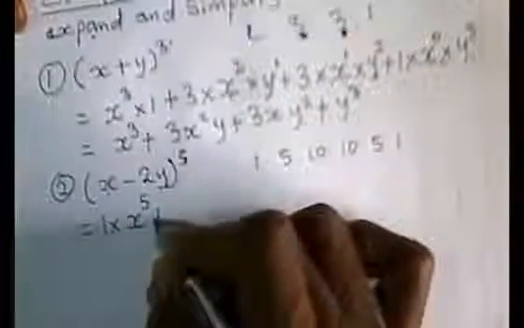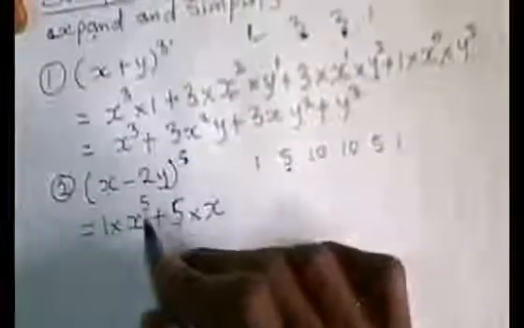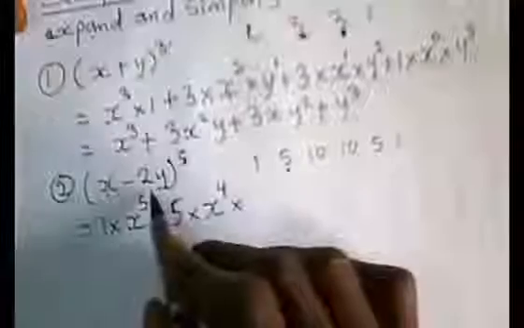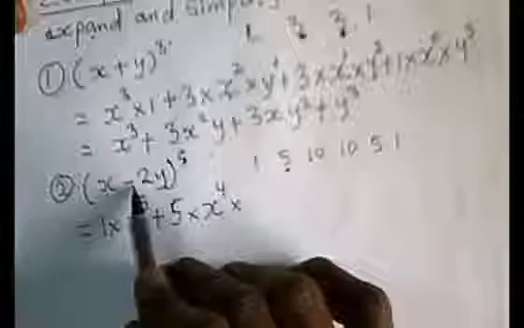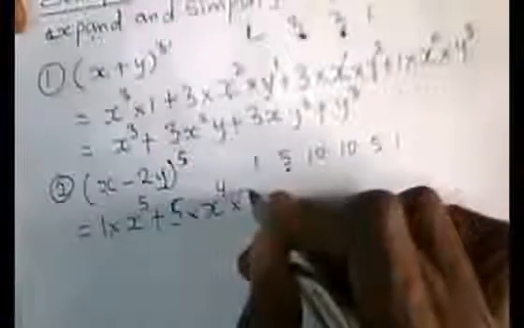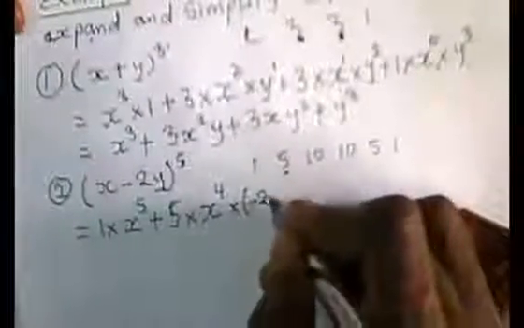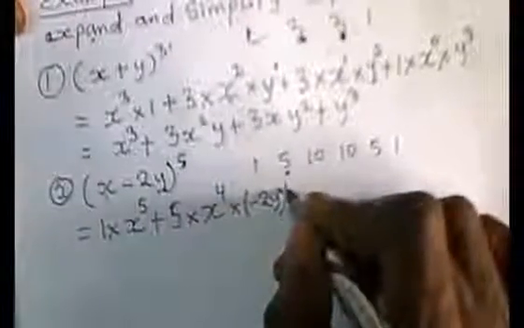Now for the second term, we are taking the second coefficient 5 and multiplying it by this same x, and then the power for the x in the second term will reduce by 1, so we have x power 4, and then we multiply it by the second number. Now this is where you have to be very careful, because in the second number we are having a negative sign, which is minus 2y. So for us to expand that, we are going to put our minus 2y into the bracket and raise it to power what? 1. All right, so I believe that step is clear. Then we'll move on to the next one.